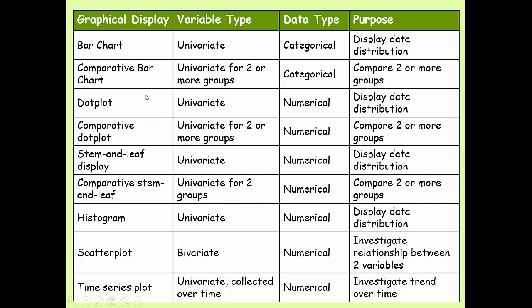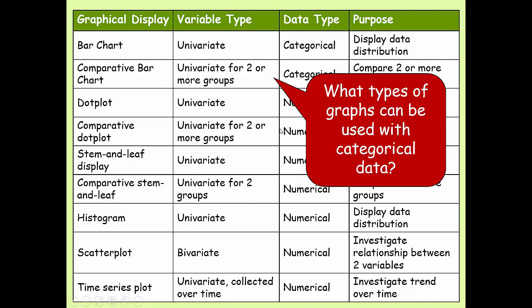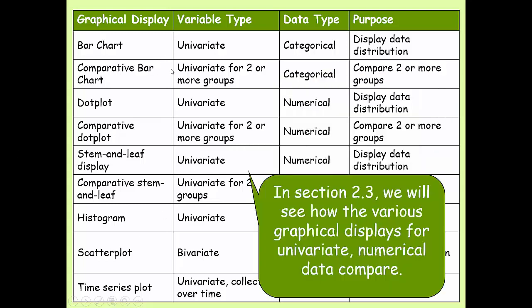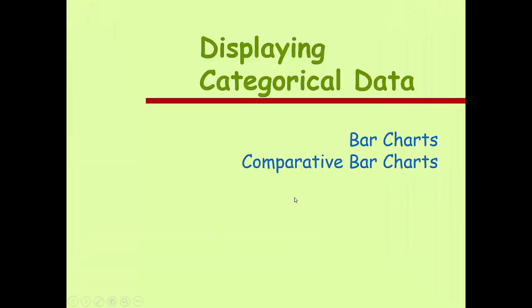What we're looking at here is what types of graphs can be used with categorical data. I can see all the categorical data are just the bar charts. But then also we're going to go further with this and see how the various graphical displays for univariate numerical data compare. So we're going to want to make comparisons. So let's look at the bar charts. A bar chart is simply a graphical display for categorical data.